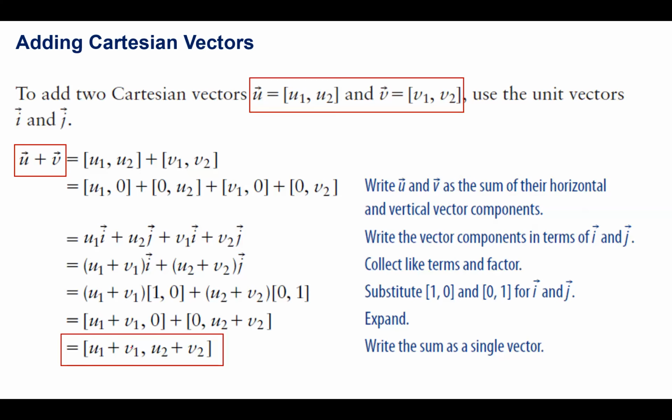So the two components for u plus v are u1 plus v1 and u2 plus v2. So that is the conclusion. When you add two Cartesian vectors, the x component, the horizontal component, is the sum of the two horizontal components. The vertical component of the new vector is the sum of the two vertical components of the two vectors.